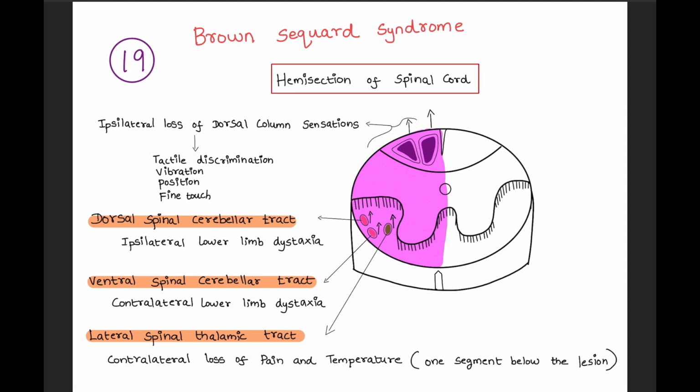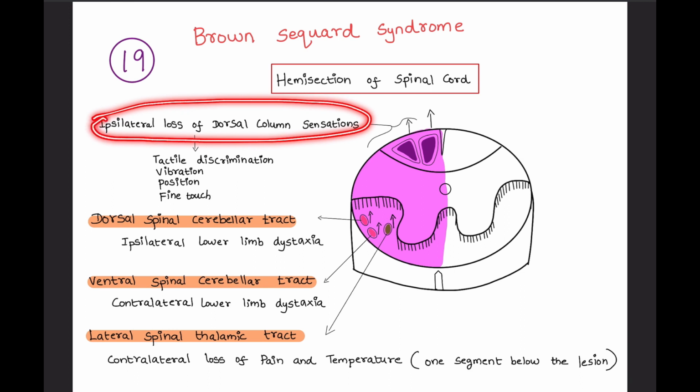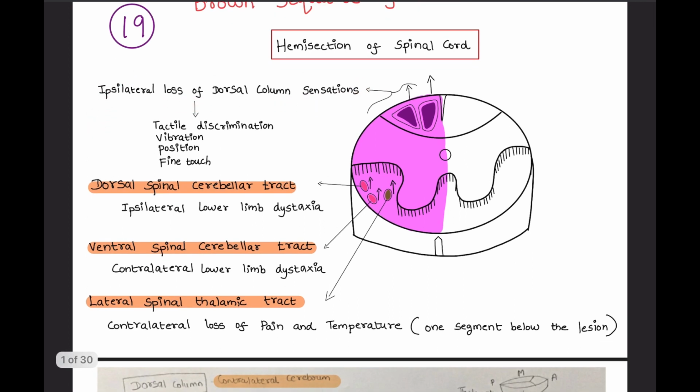So what are the dorsal column sensations? Tactile discrimination, vibration, position and fine touch. So there will be ipsilateral loss of dorsal column sensations for this patient. Next we see the ascending tracts of this spinal cord. In this section of the spinal cord, you have the dorsal spinocerebellar tract. So what is the function of the cerebellum, headquarters of coordination of movements? So there will be disturbances in the coordination of movements known as dystaxia.